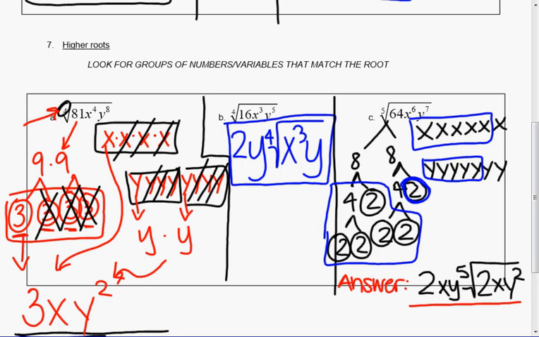Simplifying Radicals. Okay, at this point, you should see your answers for B and C. I know these ones are a lot to look at, but check your work. Make sure you got the same answers that we got. And if you have any questions, bring them to your teacher.